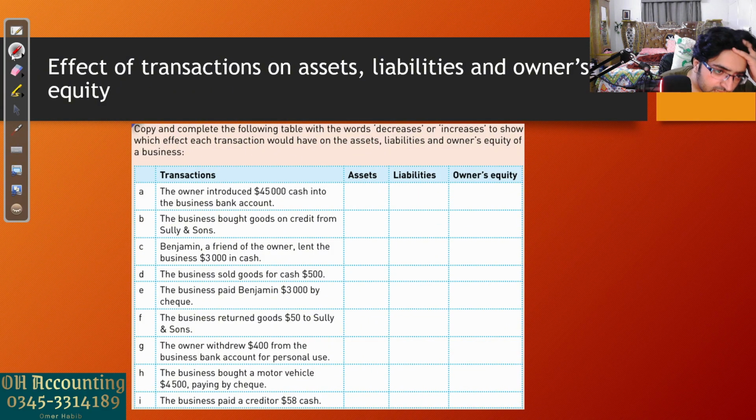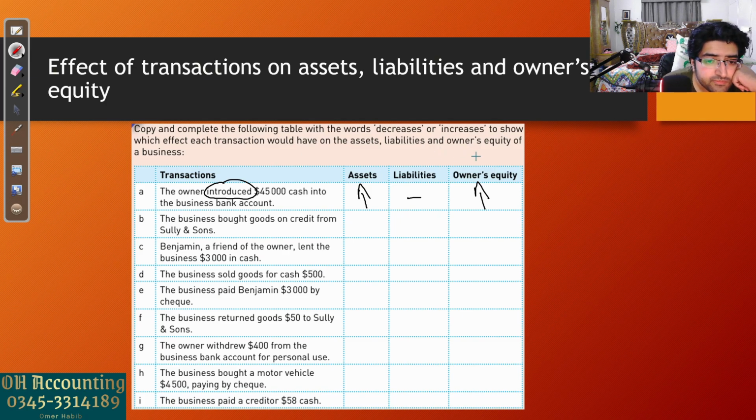Okay. The owner introduced 45,000 cash into the business bank account. What is cash? Cash is an asset. Asset is increasing because cash is coming into the business. Our assets, which is cash, will increase. Did we take a loan or did we repay a loan? No, so there's no impact on liabilities. And the owner is introducing this money. When the owner introduces money into the business, it is called capital. So capital is also increasing. So this is the dual effect of this transaction on the accounting equation.